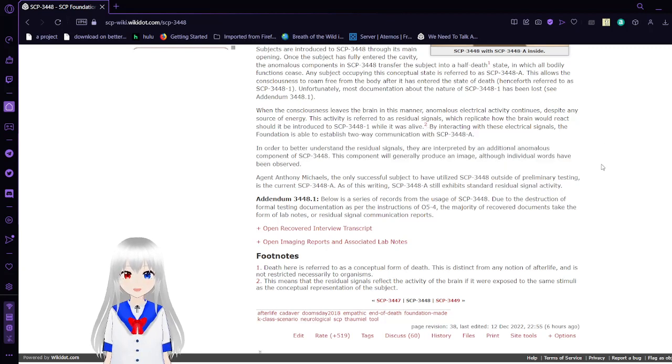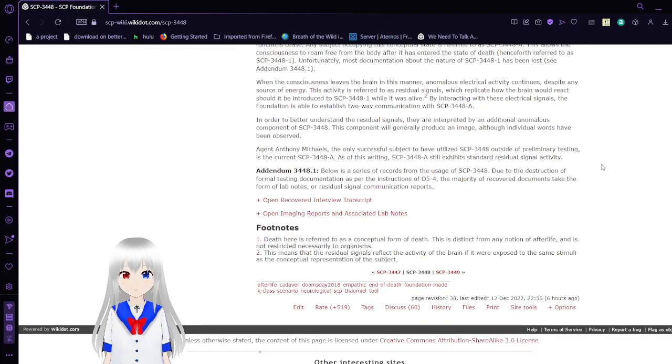By interacting with these electrical signals, the Foundation is able to establish two-way communication with SCP-3448-A, I mean Bob. In order to better understand the residual signals, they are interpreted by an additional anomalous component of SCP-3448. This component will generally produce an image, although individual words have been observed.